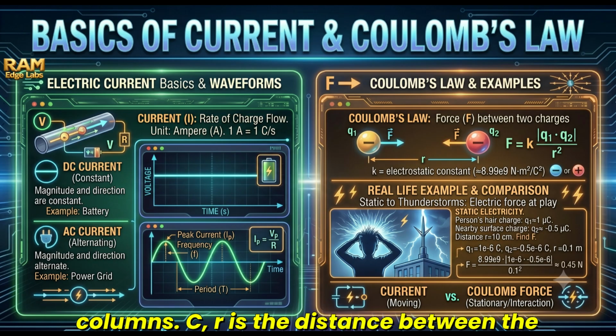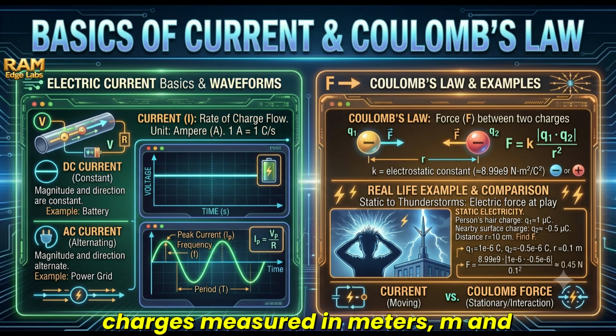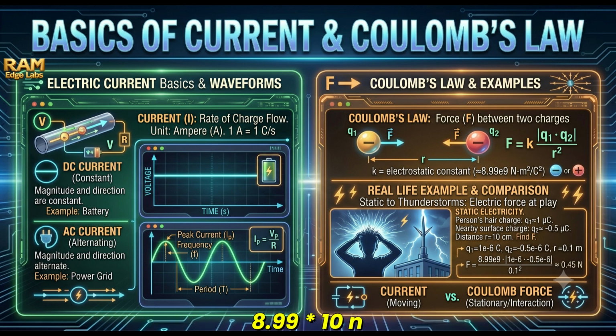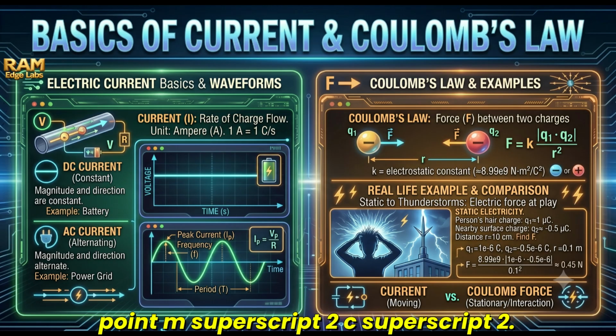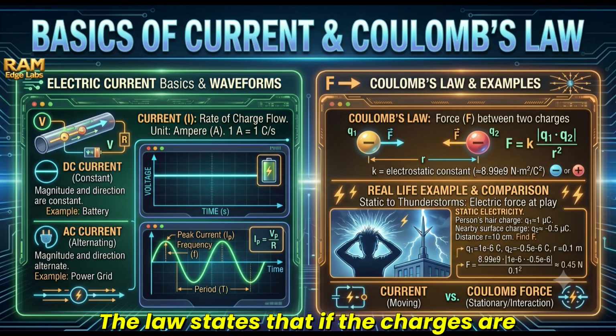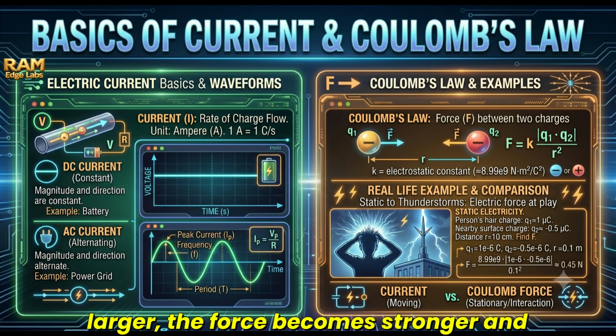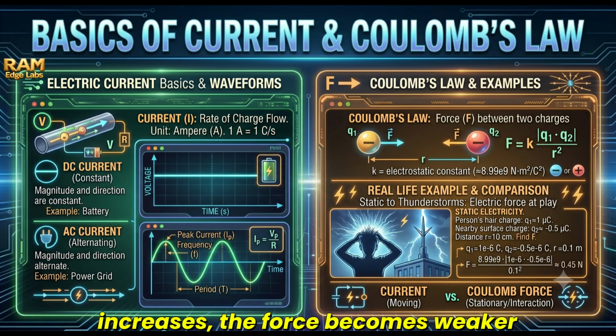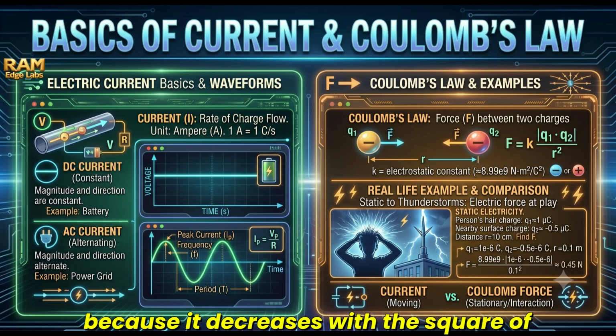measured in coulombs, C, r is the distance between the charges measured in meters, m, and k is Coulomb's constant, approximately 8.99 × 10^9 N·m²/C². The law states that if the charges are larger, the force becomes stronger, and if the distance between the charges increases, the force becomes weaker because it decreases with the square of the distance.